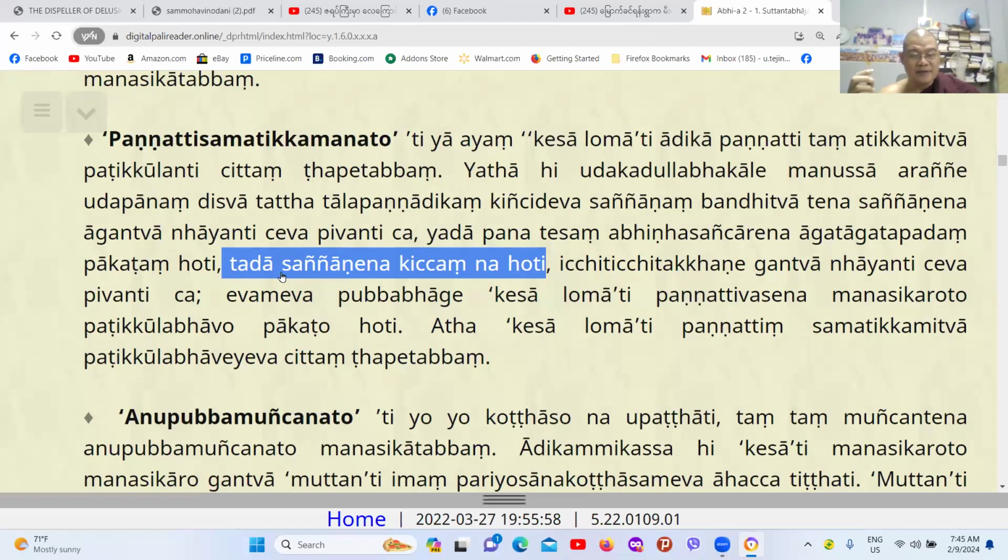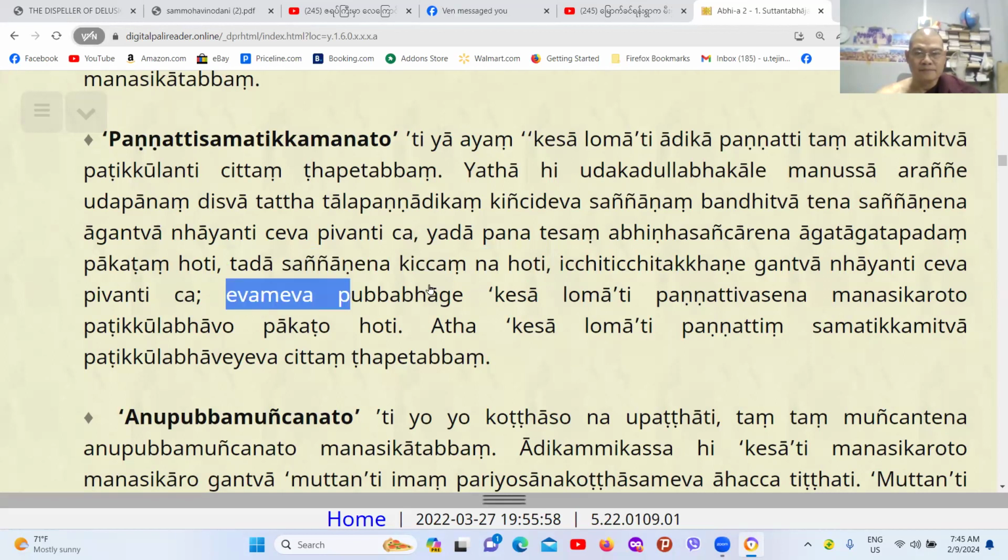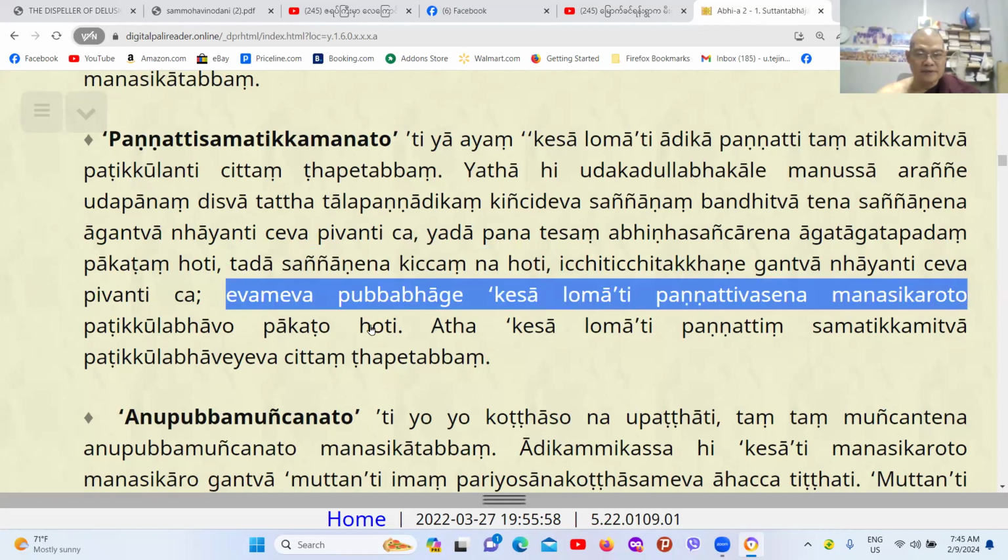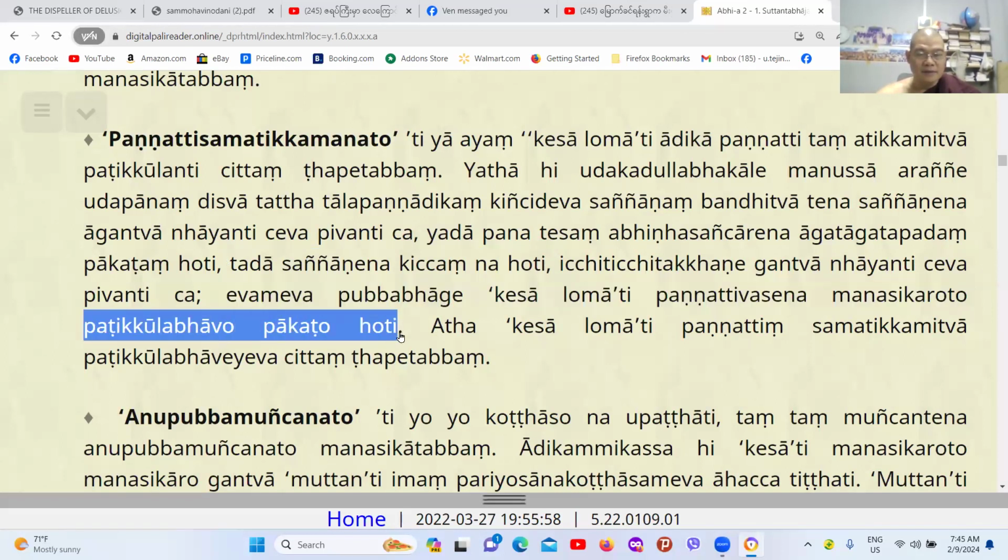Vibhanga is the beginning of taking Kammatthana. The person who contemplates the parts of the body, such as kesa and loma, becomes aware of the repulsiveness. The repulsiveness becomes obvious.